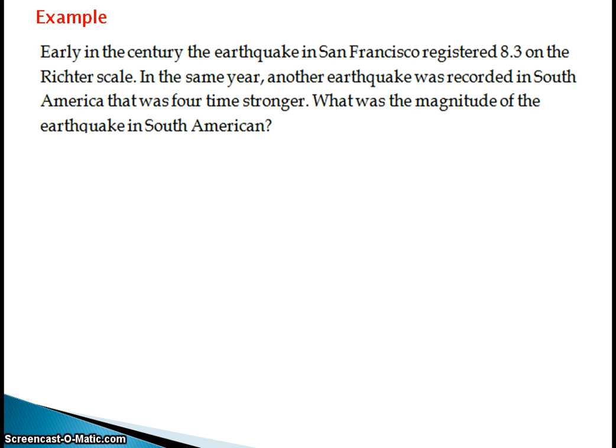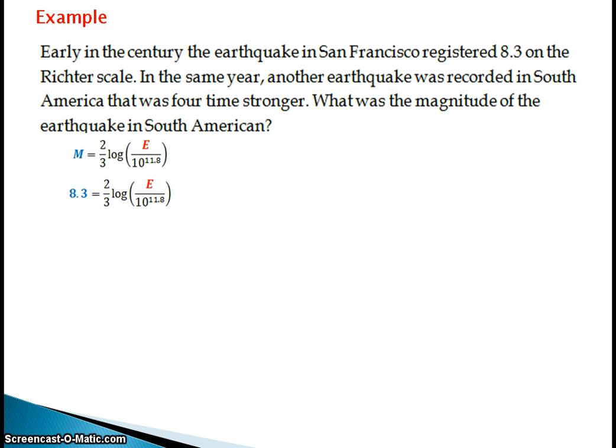Pardon my typo there. We're going to have to back into answering the question of the magnitude of the South American earthquake by first discovering how much energy was released by the San Francisco earthquake. So let me show you what I mean. Here's the formula that we will use. Let's plug in what we know. We know that the San Francisco earthquake had a magnitude of 8.3. So let's solve for E and see what happens.